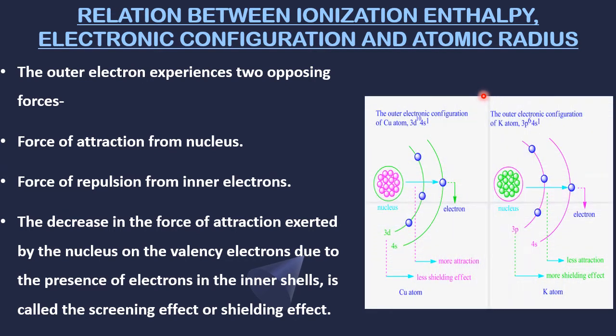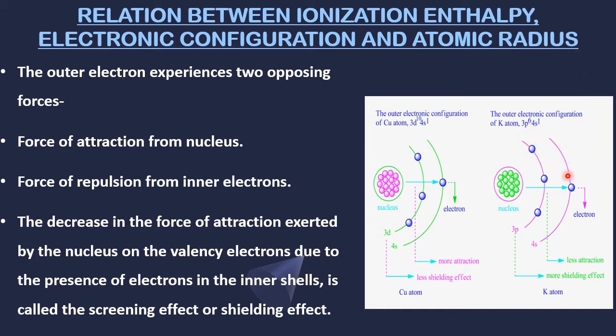Here I have taken two examples. Example number one is copper. Example number two is potassium. I have taken only the valence, outermost electronic configuration. For copper it is 3d10 4s1. This is copper's outermost electronic configuration. This one is the outermost electronic configuration of potassium: 3p6 4s1.